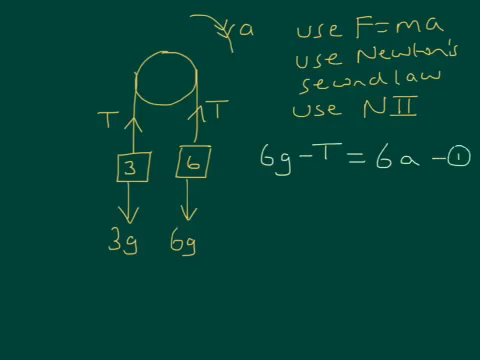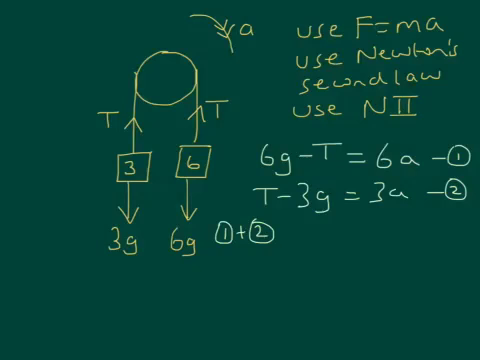For the 3 kilogram particle, it works in the other direction because the tension is pulling it up and the 3g is opposing that. So T minus 3g equals 3a. Let's call that equation 2. Now let's add those equations. That's 1 plus 2. 6g minus T plus T minus 3g, that's 3g. That's because minus T and plus T is nothing. 6 minus 3 is 3. 6a plus 3a is 9a, so therefore a is 3g over 9, which is g over 3.